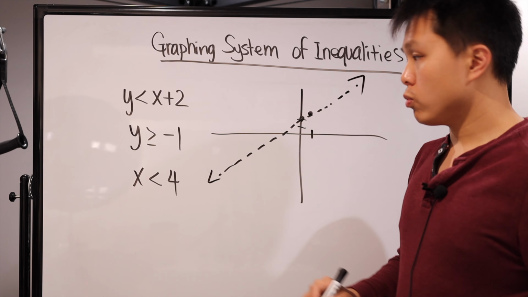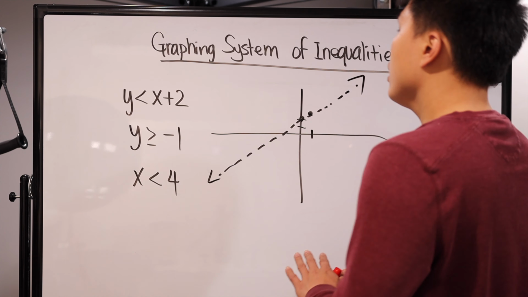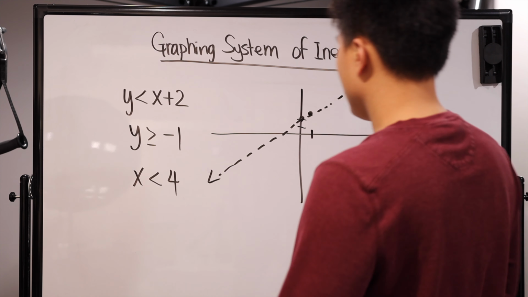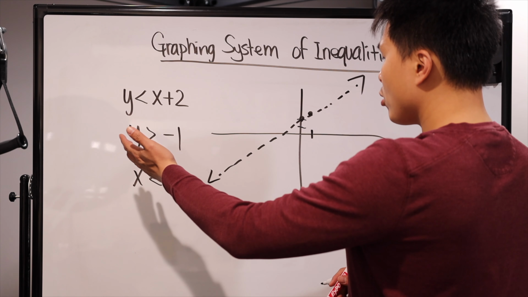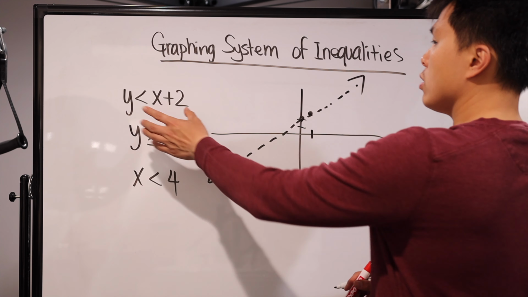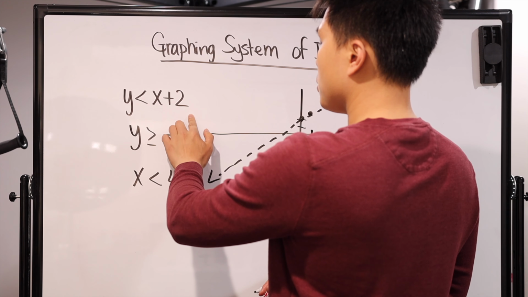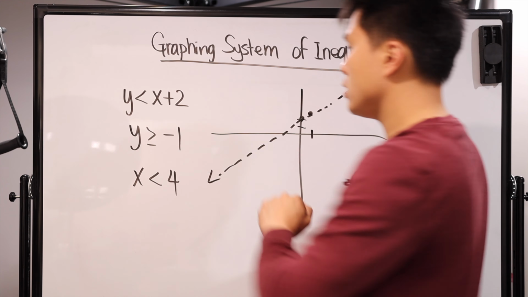That's our first line, right? Now we have to pick a point and then shade that specific region. So I'm always going to pick the easiest one, (0, 0). Is that true? So it's going to be 0. 0 plus 2 is 2, so 0 is less than 2.